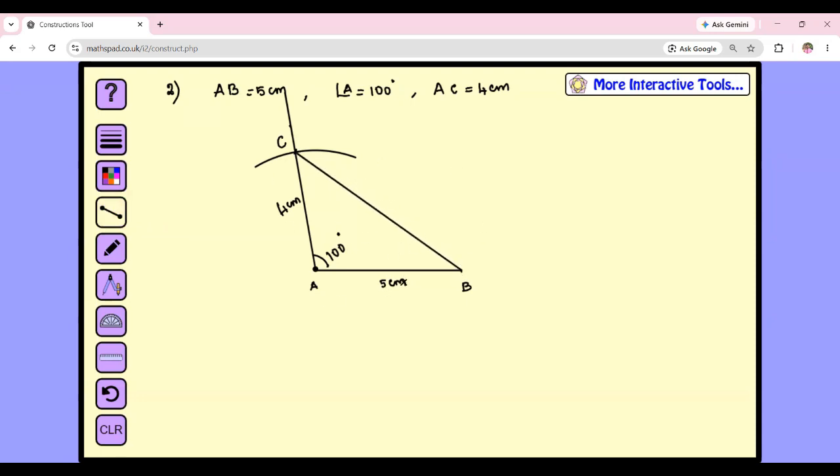ABC is the triangle. Now I have to draw the perpendicular bisector of AB, BC and CA to find the circumcenter. How to do it? First, take more than half of AB, and draw an arc up and down.